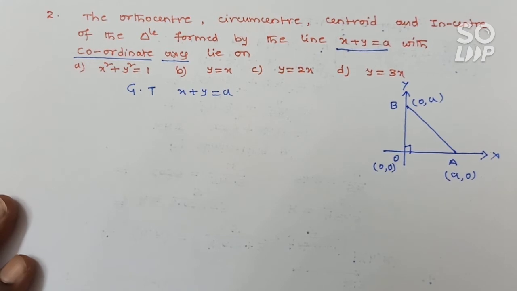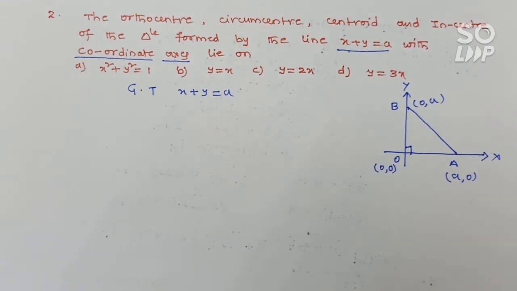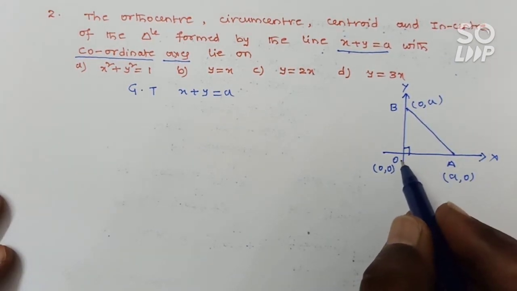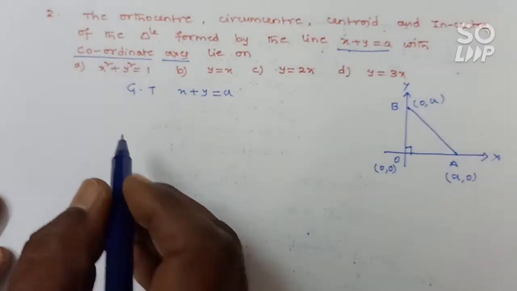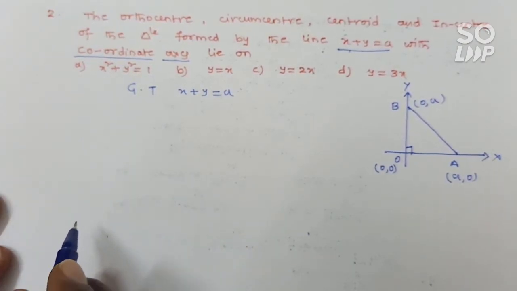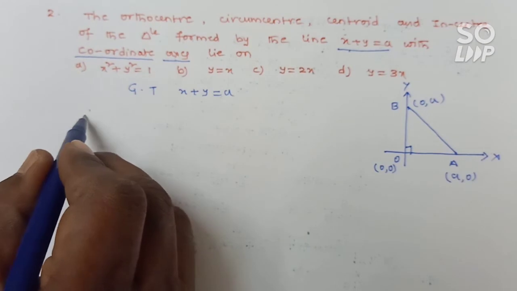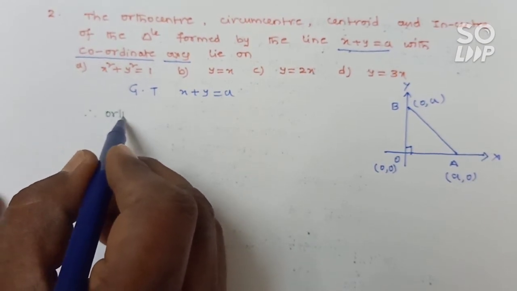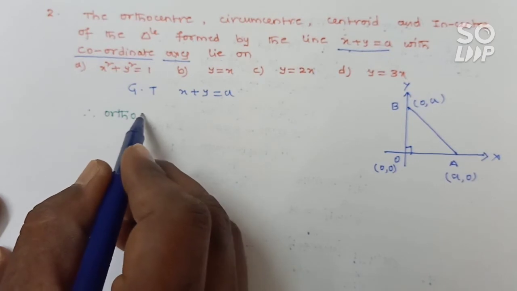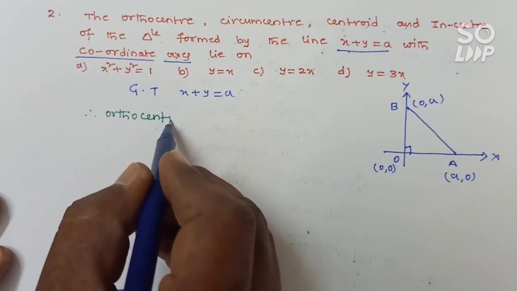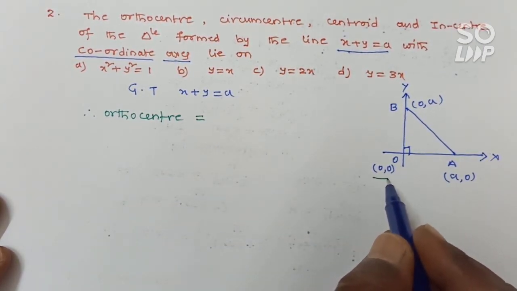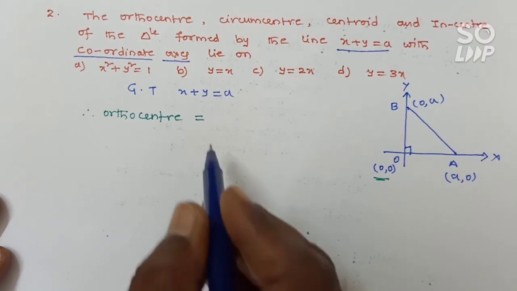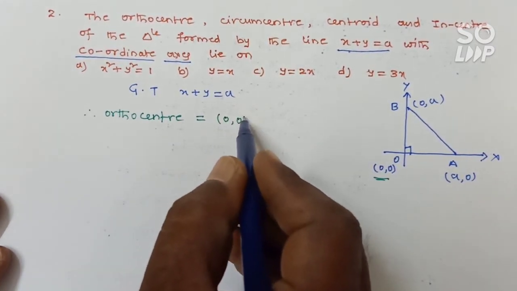And next you see this. We know that in a right angle triangle, the right angled vertex will represent the orthocenter. So therefore orthocenter is equal to the right angled vertex. What is the right angled vertex? 0 comma 0. So this point is 0 comma 0.